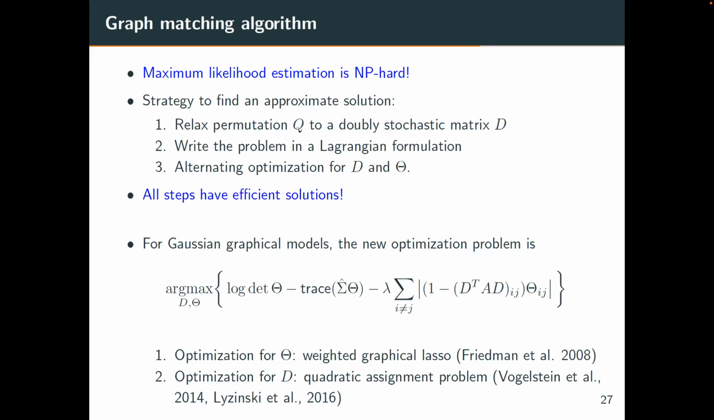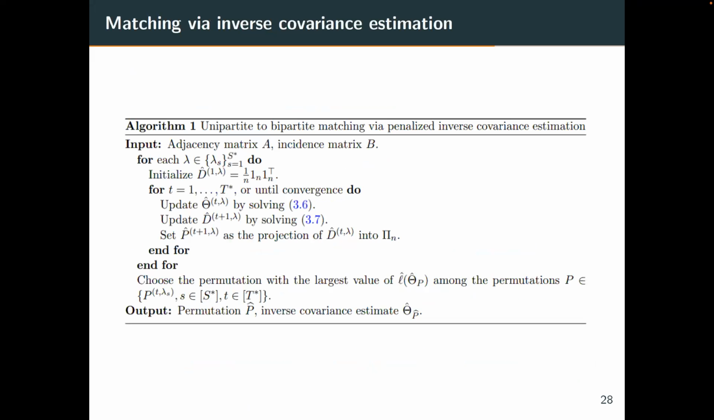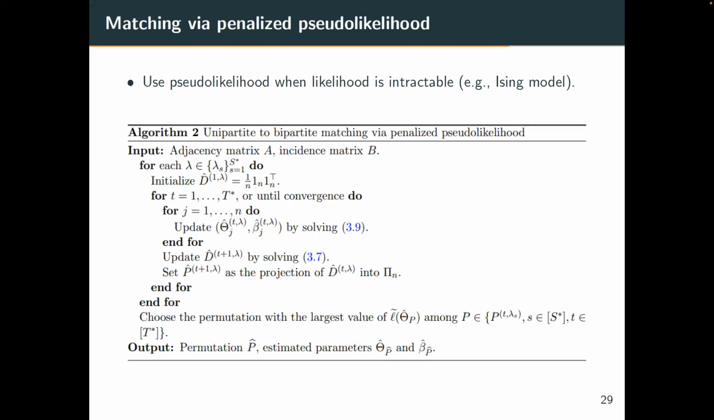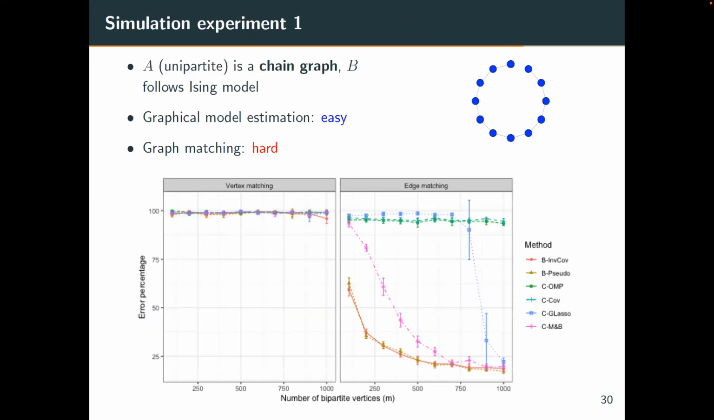Okay, so this is the computational approach to solve the problem. I have the algorithms here, but I'm going to skip this part. There's another algorithm that uses the pseudo likelihood instead of the Gaussian graphical model likelihood, but the idea is very similar, so I'm going to skip this one. And I'll just show you some simulation results.